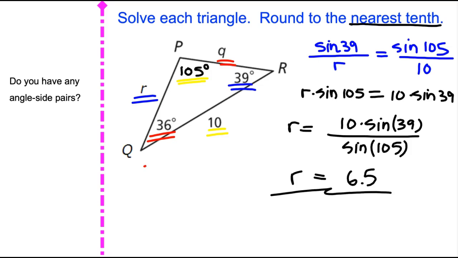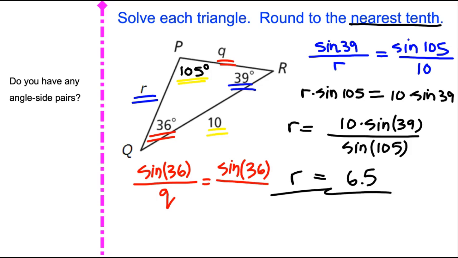Sine of 36 over Q. I'll just set this one up. Sine of 36 over Q is equal to the sine of 105 over 10. You could use the blue ones too, sine of 39 over 6.5, but that would be using a rounded value. And when you use something that's been rounded, it's less accurate. So I just stay away from that if possible.